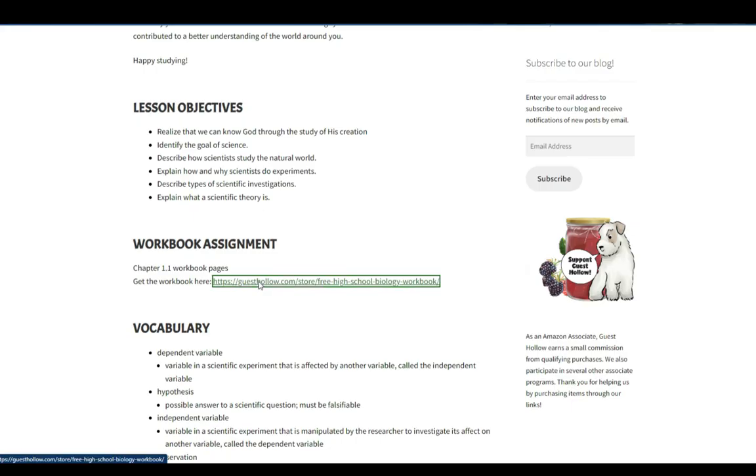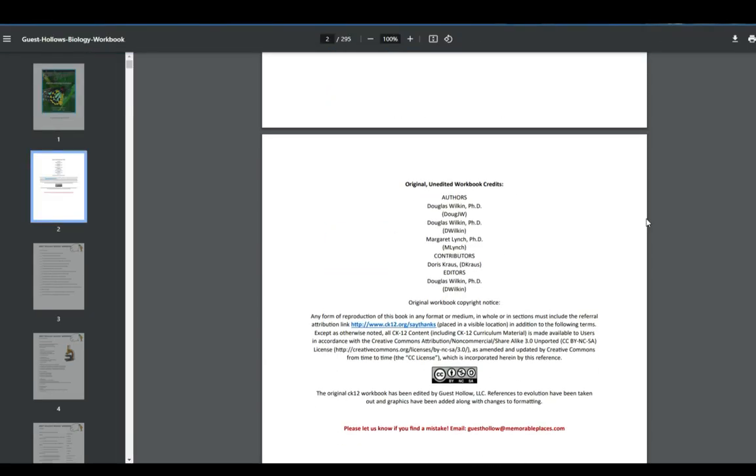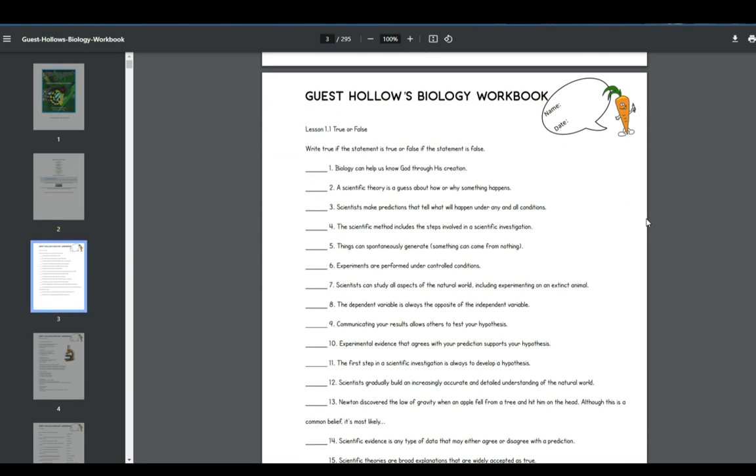It then also includes a worksheet. So Guest Hollow's worksheet is right at the top. CK12's is in additional resources. Now, their worksheets are fairly similar. I think Guest Hollow adds a little more creativity to theirs, but they're both available for each chapter.